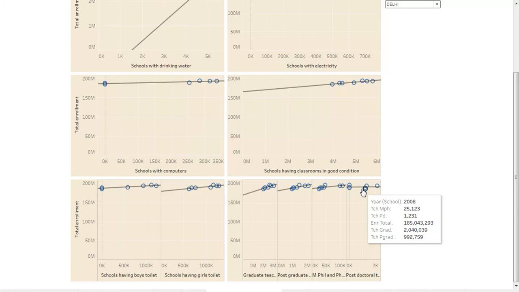Now that we have seen the trends in most states, we can conclude that there are different trends all over India. The parameters differ from state to state, and the impact these parameters have also varies. Thank you.